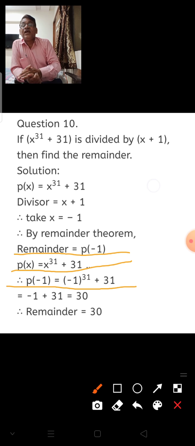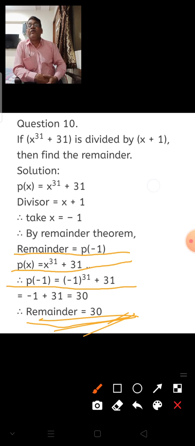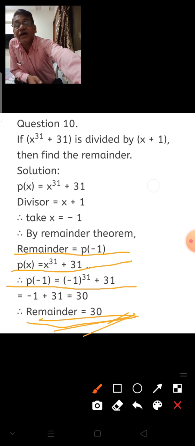Plus 31, so 31 minus 1 is 30. The remainder here is 30. Okay, this is your answer. The remainder is 30. Right, you get it now. So in this way you can find the remainder. Right.